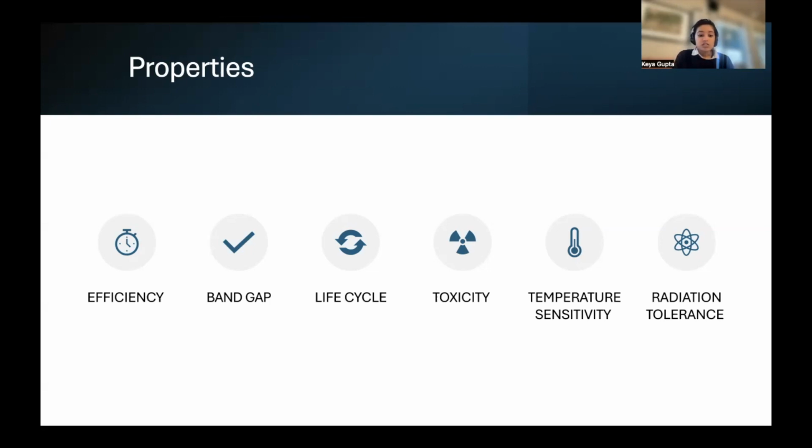You have the life cycle. So this is pretty cool. Solar cells have a life cycle of around 25 years. It changes between solar cells. But after they degrade, they become solid waste, which is why solar cells are not 100% clean. So in 2030, the US is actually expected to have around 1 million tons of solar panel solid waste.